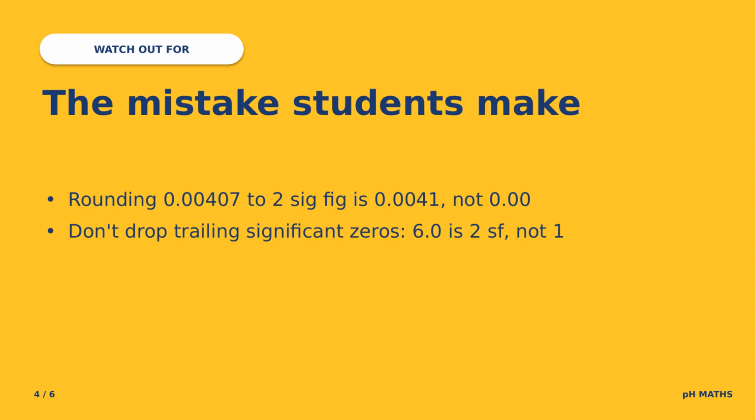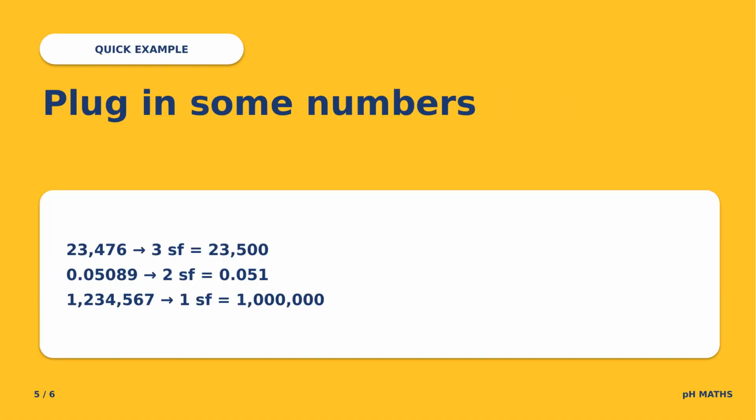Common slip. Rounding 0.00407 to 2 sig figs gives 0.0041, not 0.00. And don't drop trailing significant zeros. 6.0 is 2 sig figs. If you write it as just 6, you've lost a piece of precision. Examiners spot that immediately.